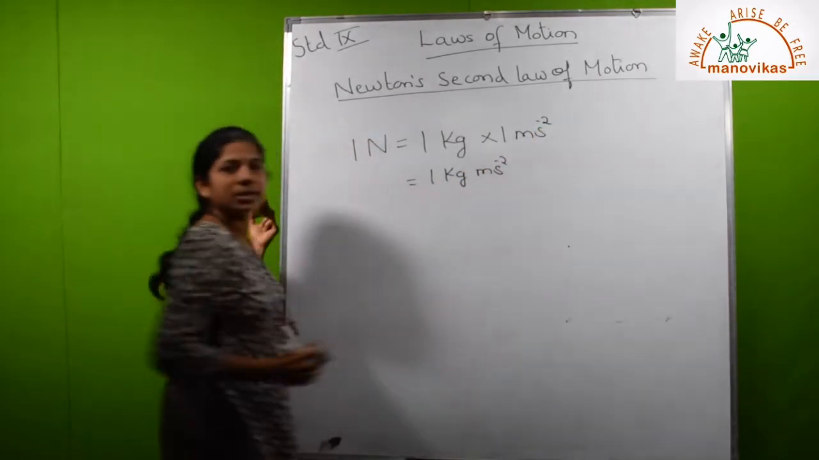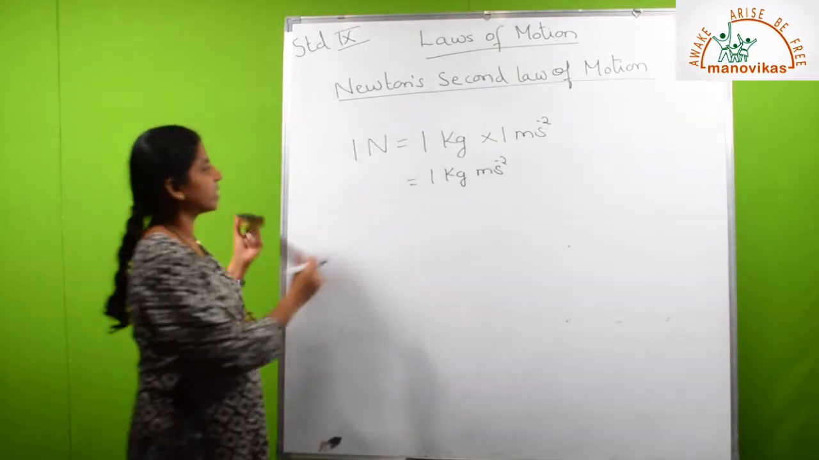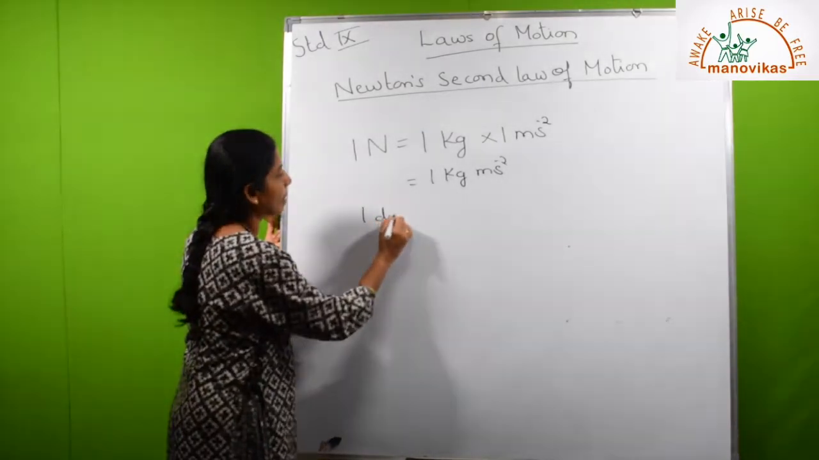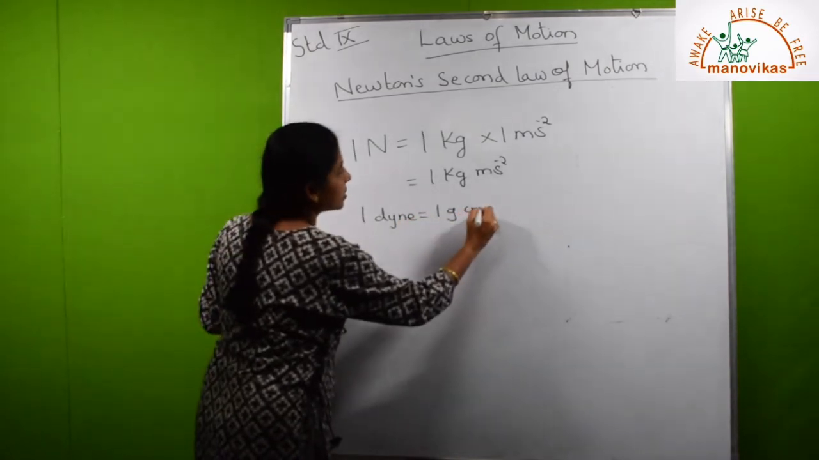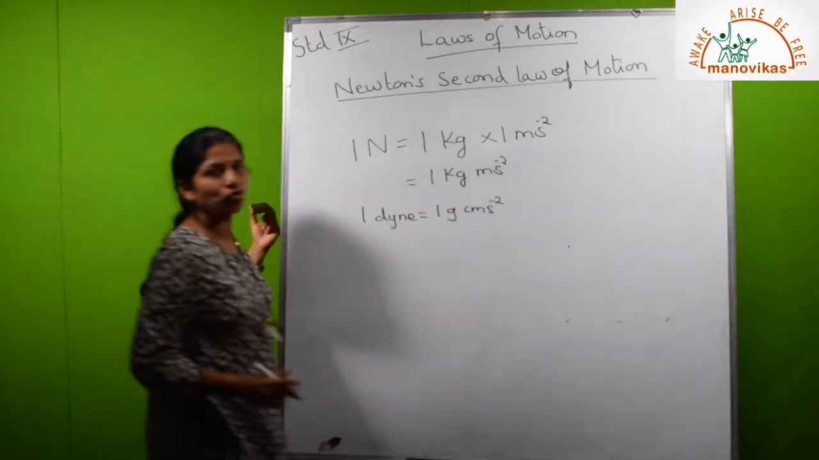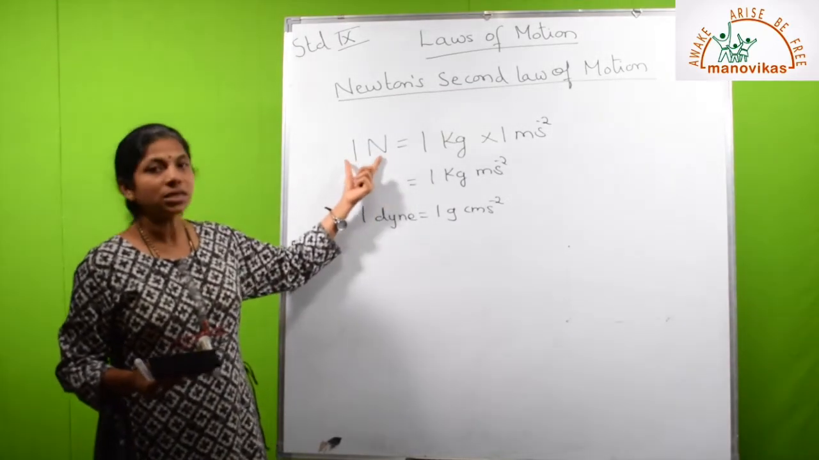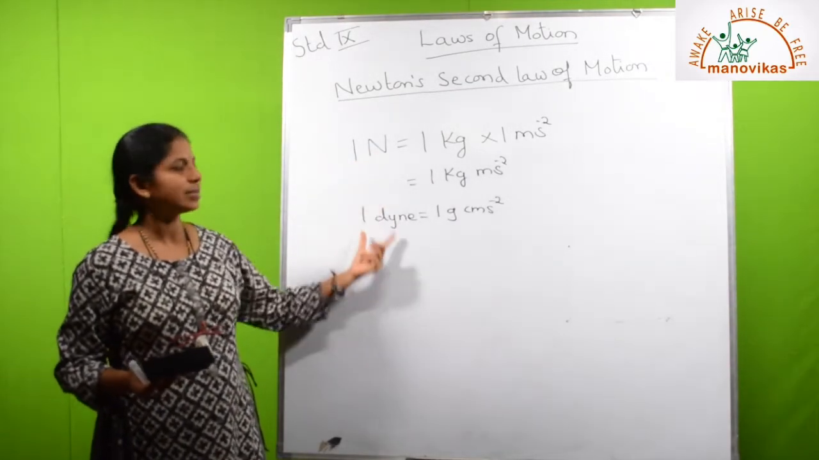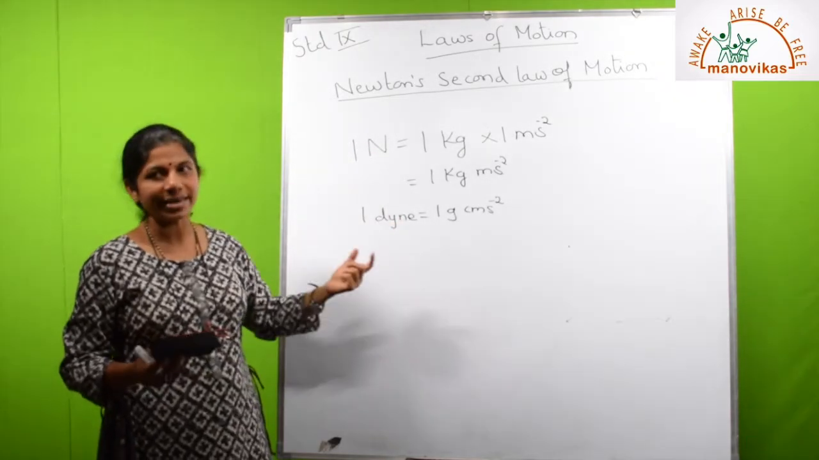Meter per second square. And in terms of dynes, you can write it as 1 dyne is equal to 1 gram centimeter per second square. Alright. So I have defined the unit of force, that is 1 Newton and 1 dyne. And how are Newton and dyne related?